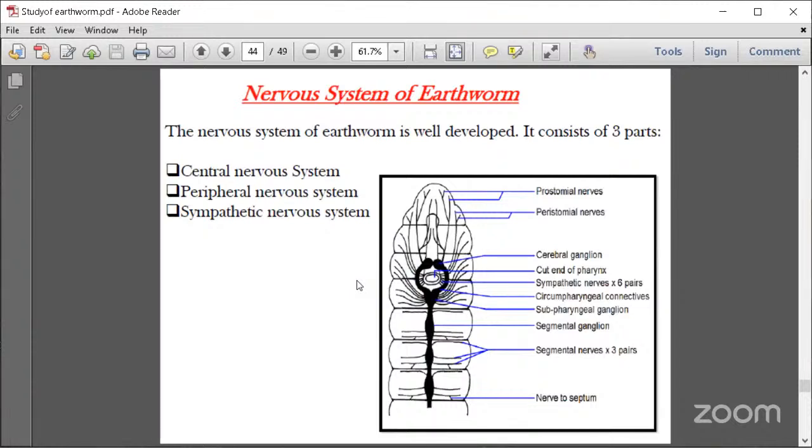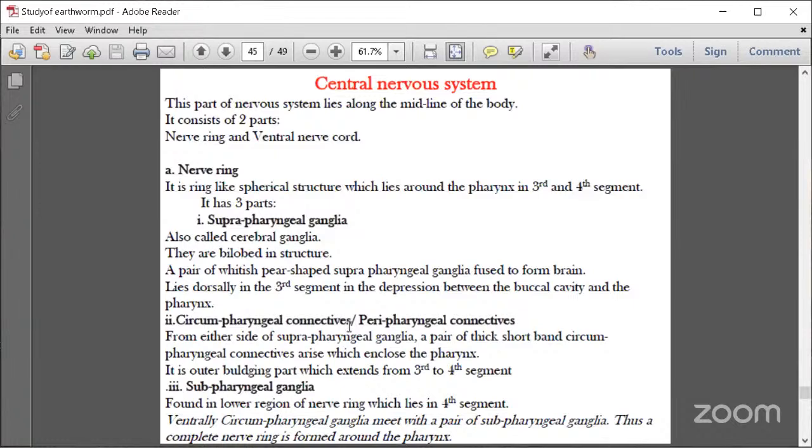The nervous system of earthworm is well developed. It consists of three parts: central nervous system, peripheral nervous system, and sympathetic nervous system. Here you can see the structure of nervous system with prostomial nerves, peristomial nerves, cerebral ganglion, cut off pharynx, and now to the septum.